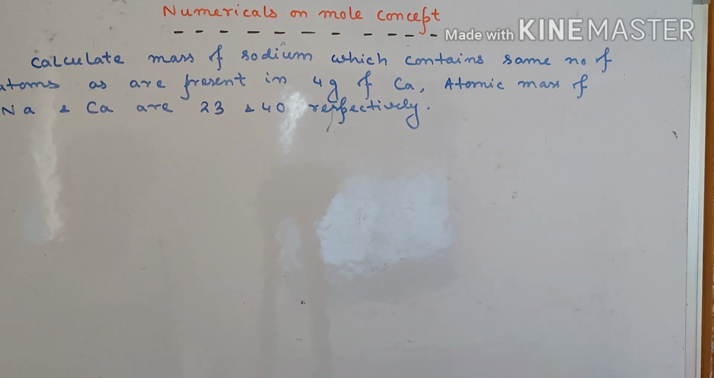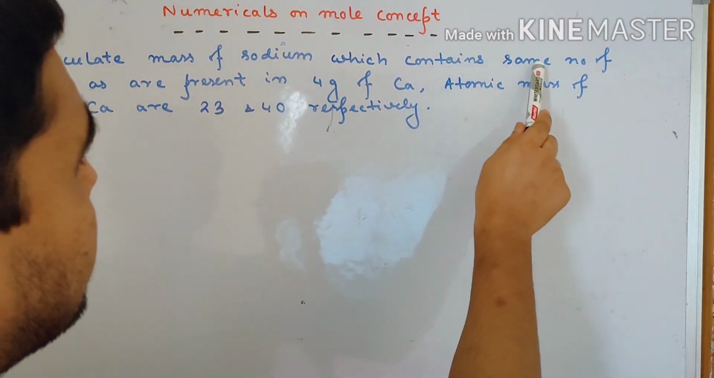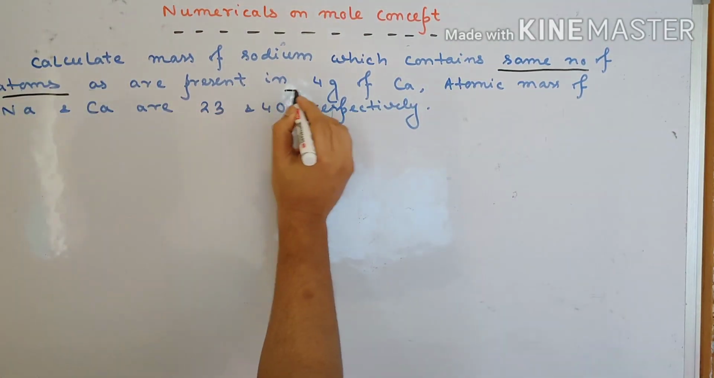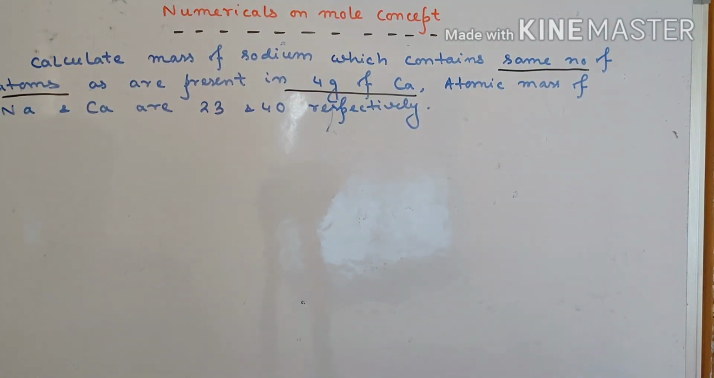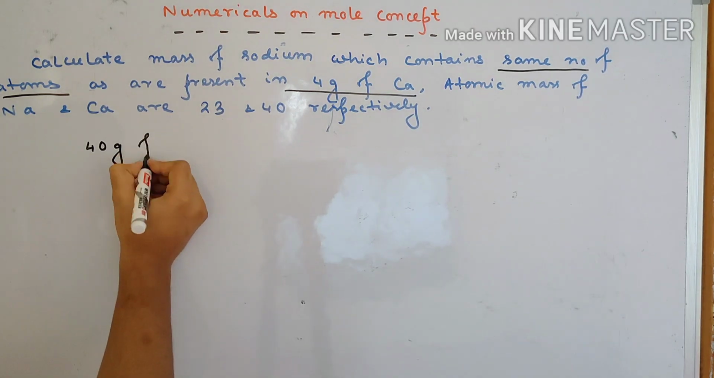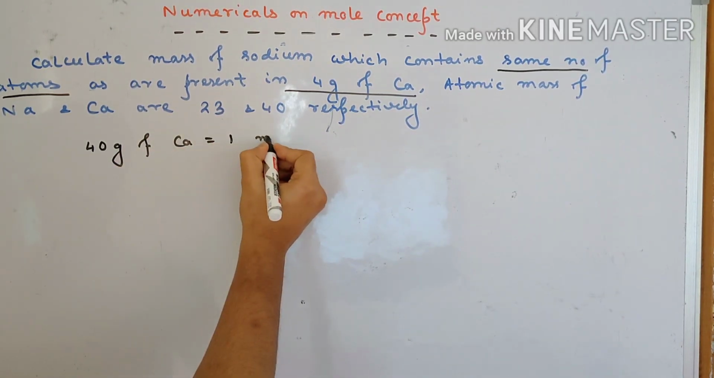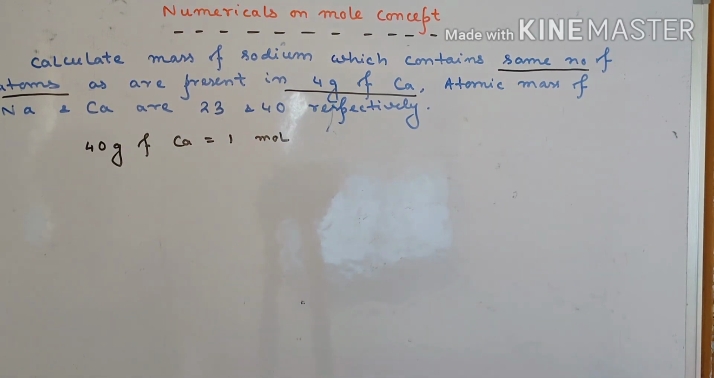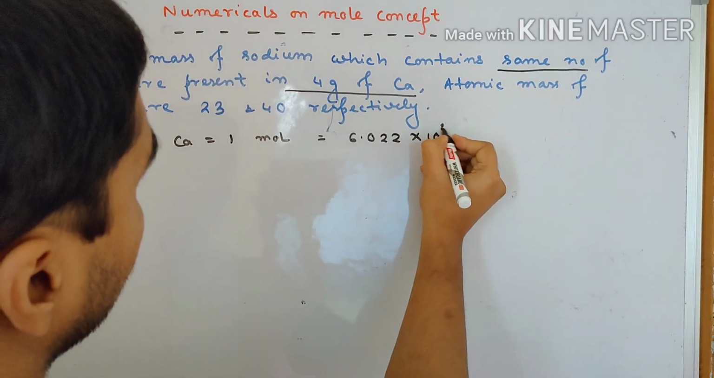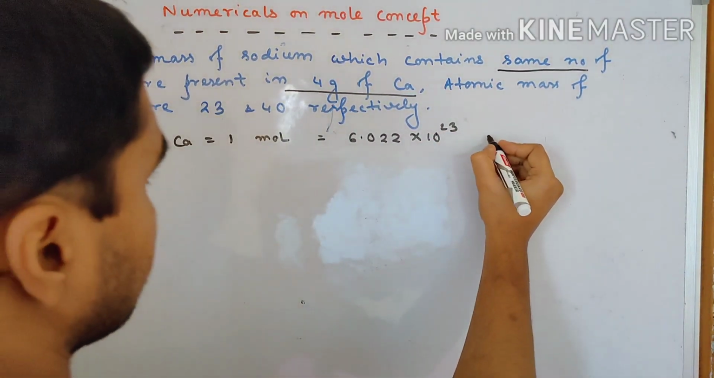Now the answer. First of all, the question is: same number of atoms. It contains the same number of atoms as present in 4 gram of calcium. So first of all, let us see what the situation should be for calcium. If 40 gram of calcium is equal to 1 mole of calcium, it should contain 6.022 into 10 to the power 23 atoms.